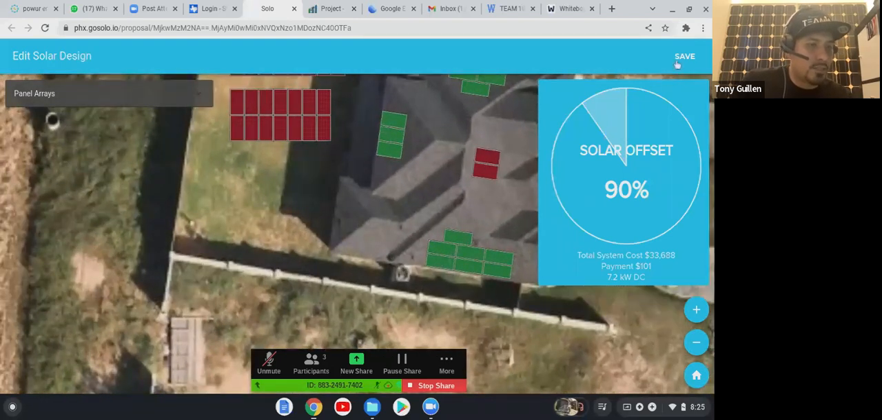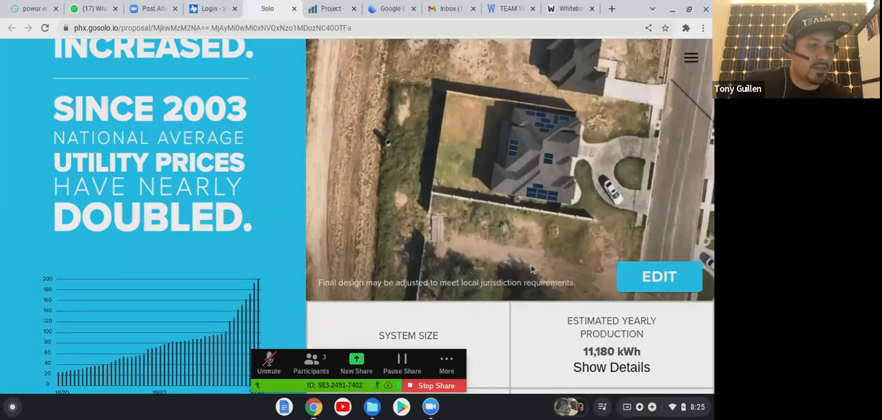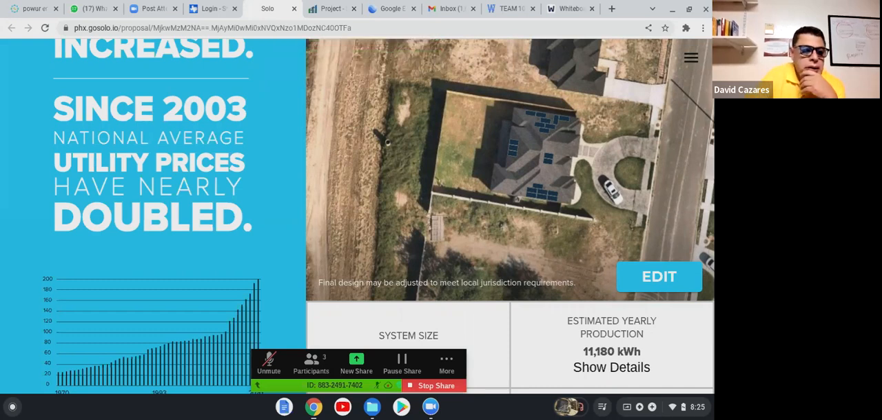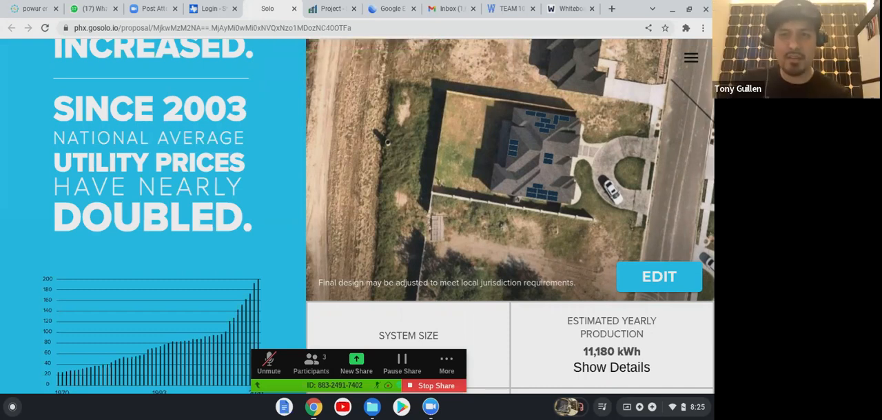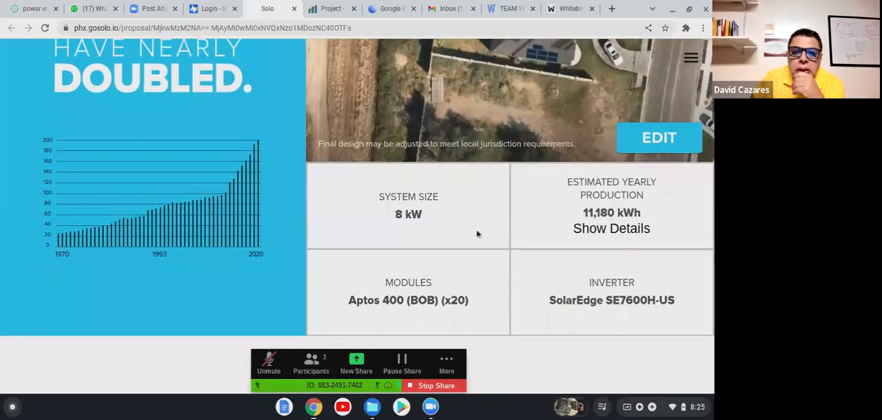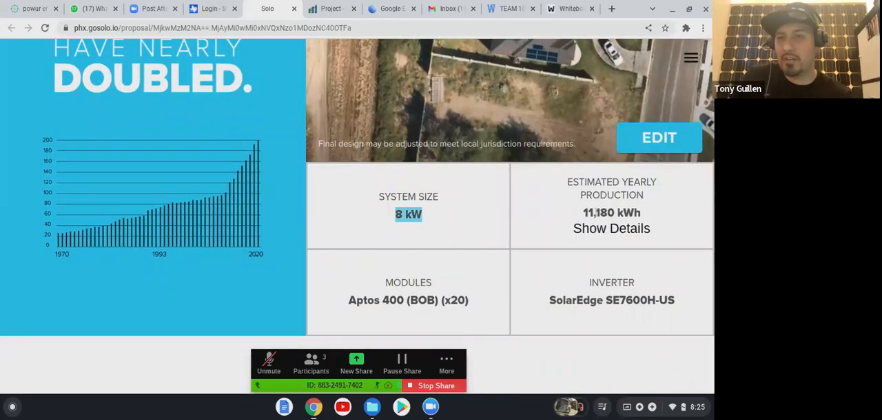The great thing is now we have a pretty good idea. Remember what the average system size was in Texas? 7 to 10 kW. So now we can look at the 8 kW system and say, oh, we're right there. So it's a good starter system, and with a starter system you could even go less than this. But 8 kW is a good amount of energy.